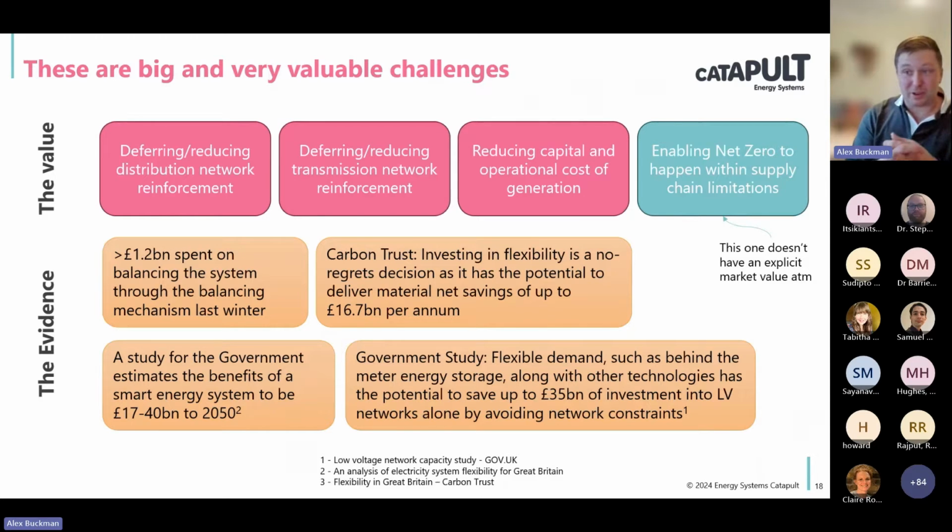But in terms of the big figures, at the moment we already spend about 1.2 billion pounds per year, and it seems to be growing, in general, on balancing the system through the balancing mechanism. That's not all the balancing that we do, but it's a good chunk. But from modelled studies, a study for Carbon Trust and a study for government, broadly in line with the work that we do here at the Catapult, you're looking at tens of billions of pounds per year from now to 2050 in terms of the value that flexibility can provide.